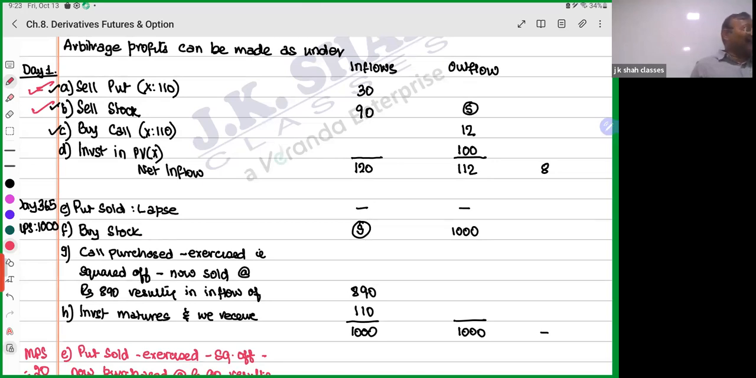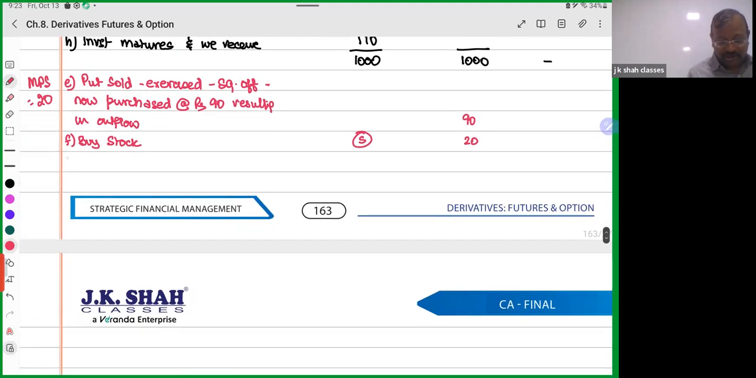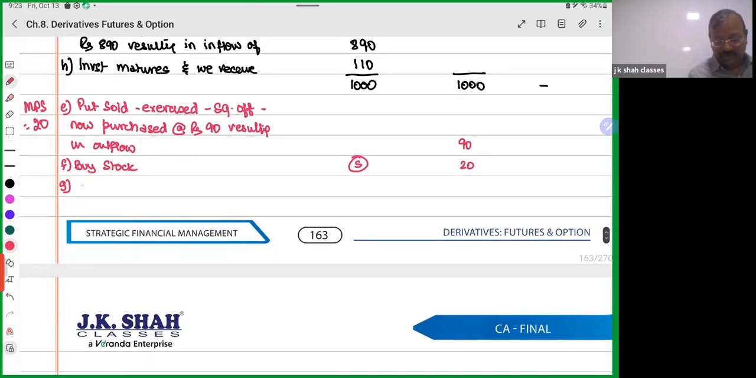Now here you need to remember the screen which I showed you. Remember the shaded and the non-shaded? If the call is shaded, then for the same strike price the put is unshaded. Remember? Both cannot be in the money at the same time. Here you have already decided that the put is exercised, so the call has to lapse, right? So the call purchased lapses. Nothing happens.